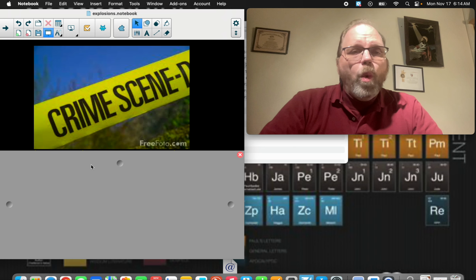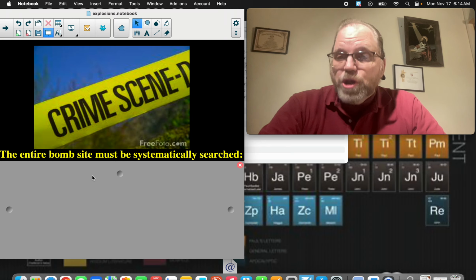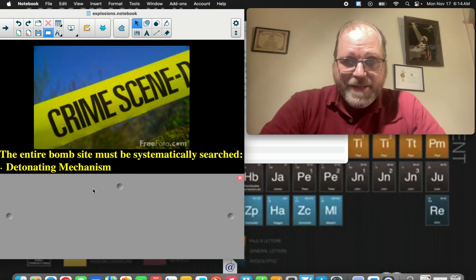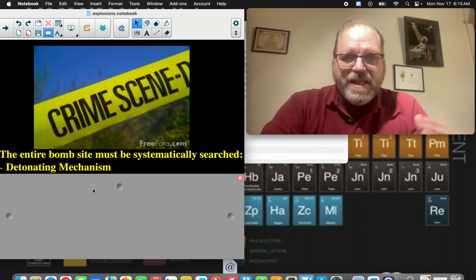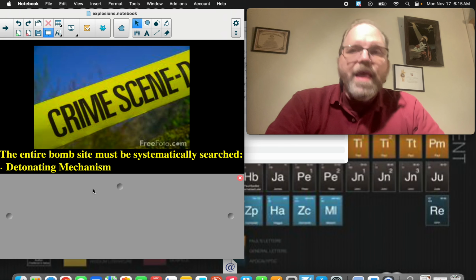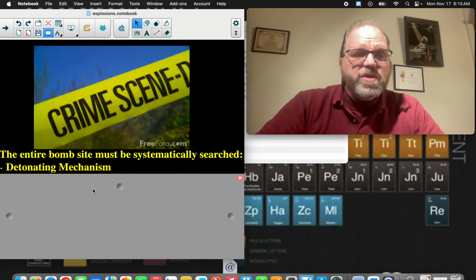Now, when it comes to explosions, the entire bomb scene must be searched. What are we looking for? Detonating mechanism. A lot of times, bombers will use the same method of detonation. So if we can find what set the bomb off, then we can try to put that together, build a profile, things along those lines.